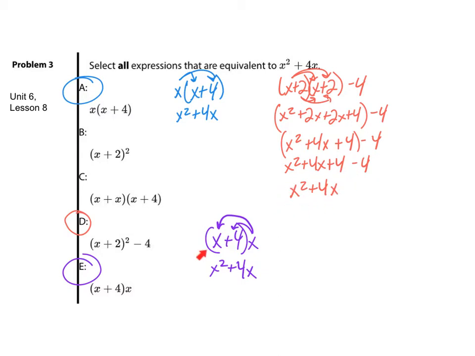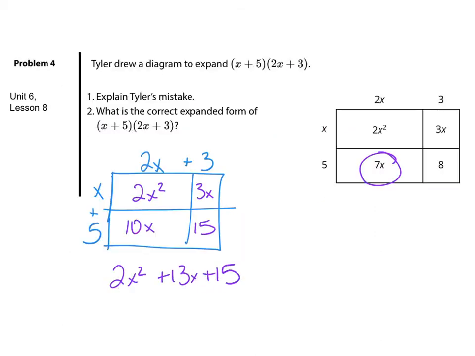E is just showing you that it doesn't matter if your multiplication is switched around. You could still do the distributive property, drawing those arrows, and you'd still get x squared plus 4x.